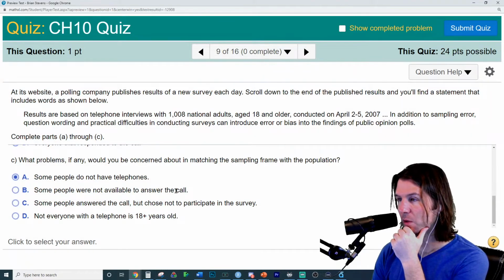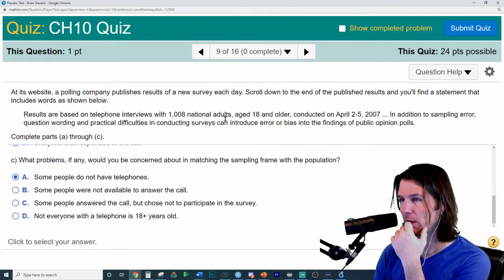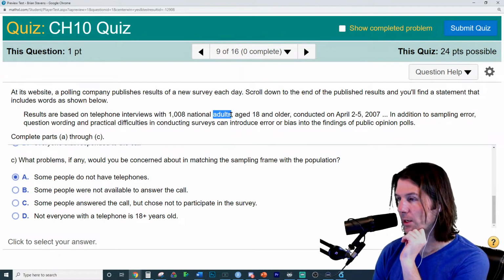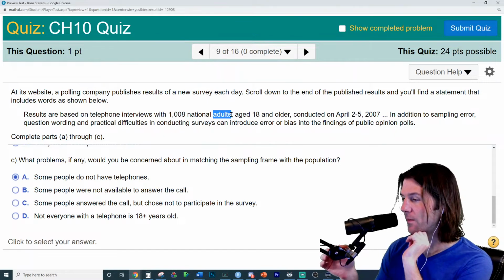So some people don't have telephones, which is a problem because they want to understand. Yeah, it does say. Well, I wish it just said they want to understand adults. Some adults don't have telephones. So how are you going to get the views on adults if you can't access them? So yeah, great question. Which one?